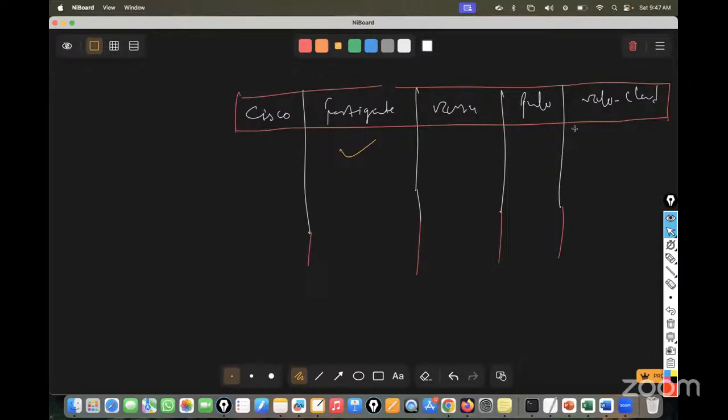Versa is also very reliable, Palo Alto also very reliable, VeloCloud also. So they are the top five SD-WAN solutions available in the market, but they have totally different concepts. The SDN concept is going to be the same, but what differs is the actual UI, how you log into the dashboard and how you configure the command syntax. That is going to be different for all the vendors.